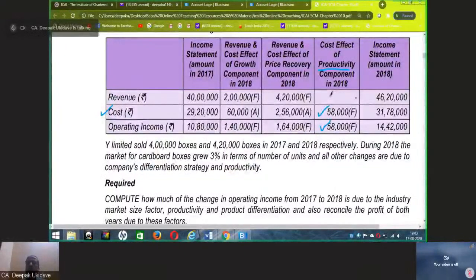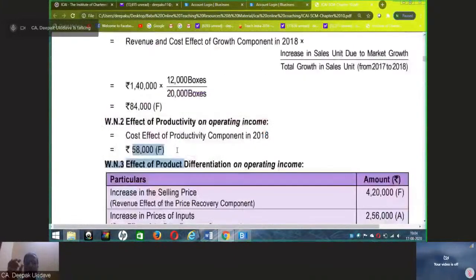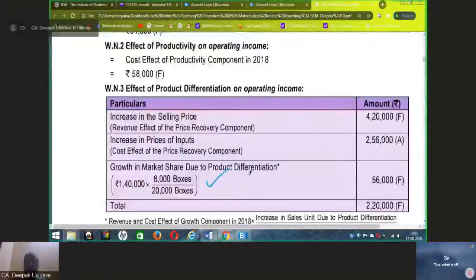1,40,000 we have apportioned on the basis of market share increase, and that is 8,000. So 1,40,000 into 8,000 upon 20,000. If you recollect, in the growth component, we had taken 1,40,000 into 12,000 upon 20,000. So the balance 8,000, the 12,000 was market size, the balance 8,000 we took here, market share, and you get the answer 56,000 favorable. So this is what is growth in market share due to product differentiation, right?